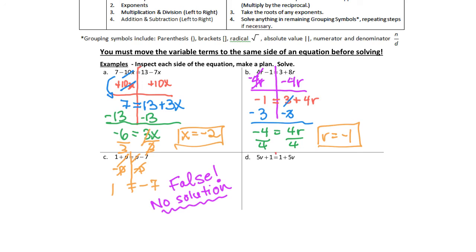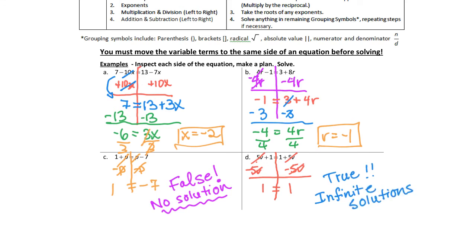D is very similar. For example, D, we've got the 5v on both sides. You can see this is going to happen whenever you have the same variable on both sides of your equal. So 5v cancels out on both sides. But this time, I don't get a false statement. I get a true statement. 1 is equal to 1. Whenever that happens, it means there are infinite solutions. And that is actually all there is for lesson 2.5.